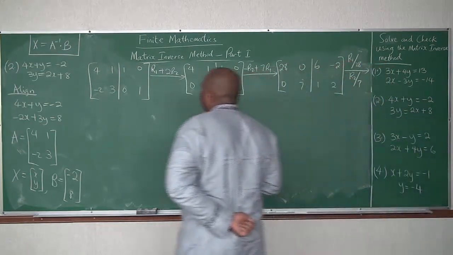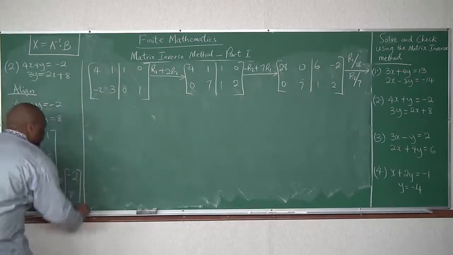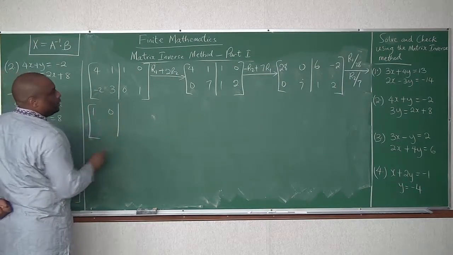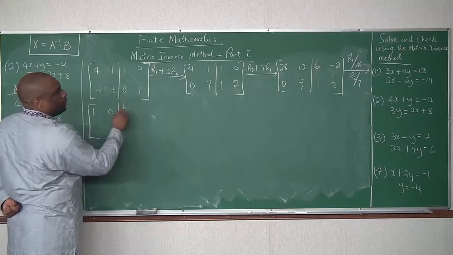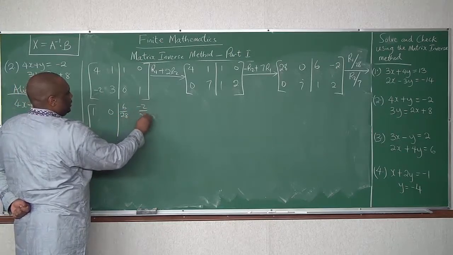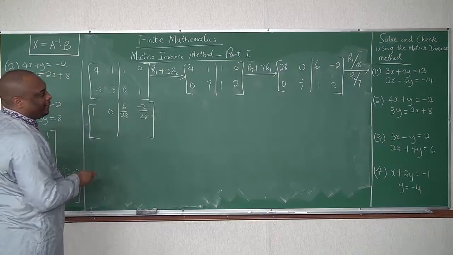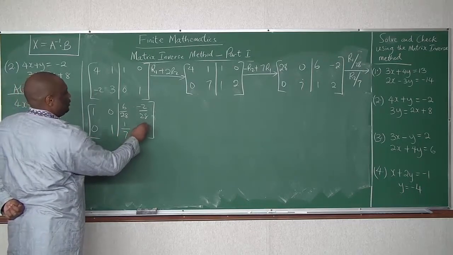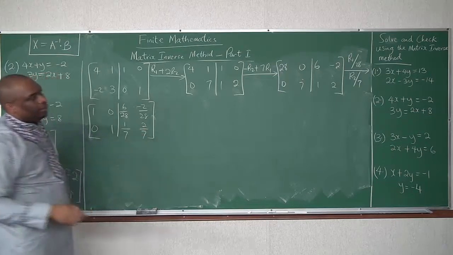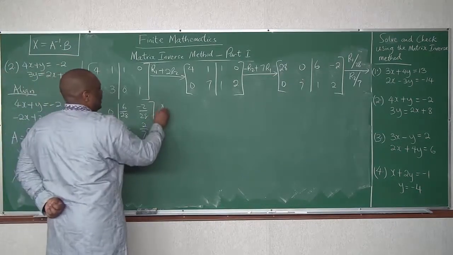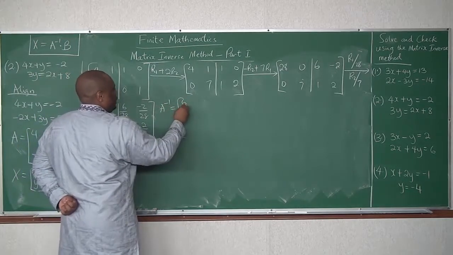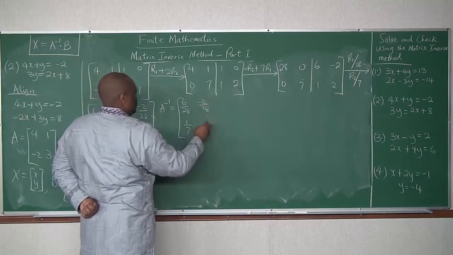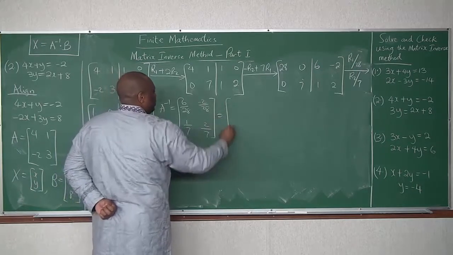Right? So what do I have here, folks? I now have 6 over 28, negative 2 over 28. Then I have here 0, 1, 1 over 7, and then 2 over 7. Right? So what is our A inverse? A inverse will be 6 over 28, 1 over 7 by column, negative 2 over 28, 2 over 7. So this will give me what now?